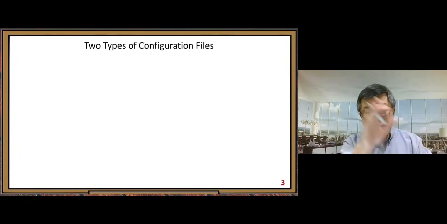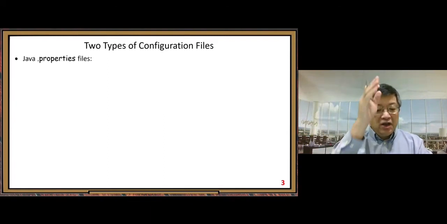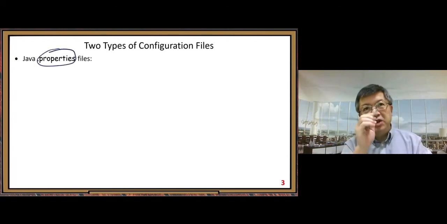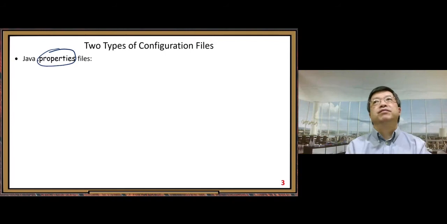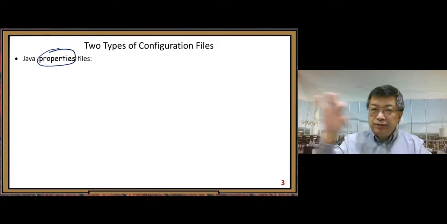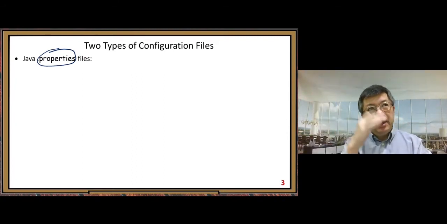So the next slide, let me give you the first 2 types of configuration files. The first type is called the java.properties file. Java has this kind of special properties file. Java requires that specific format to be used to define Java properties. Some of you may have that experience, but here I just give you the key points.